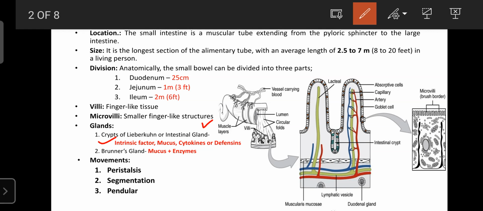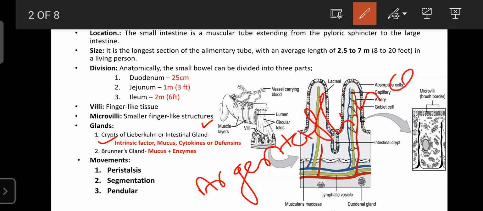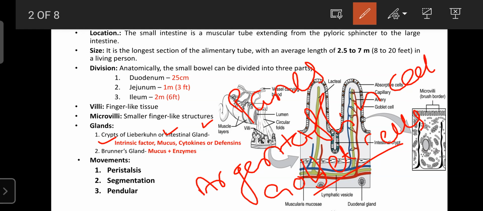Those cells are nothing but the argentaffin cells, also known as the enterochromaffin cells. These secrete the intrinsic factor. The second type of cells present is the goblet cells, which are also present in the small intestine. These goblet cells in the intestinal gland secrete mucus. And the third cell present in the small intestinal gland is known as the Paneth cell.